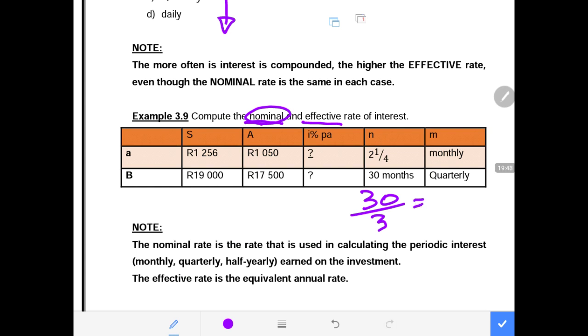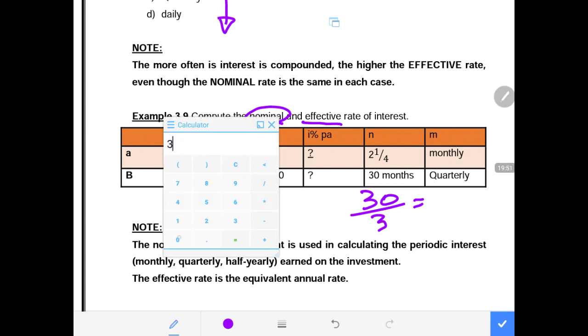So if we do so, it will be 30 divided by 3, which gives us 10. That means in this case there will be 10 quarters in 30 months. Or else you could have said 30 divided by 12. Remember I said we could have been given 2.5, meaning 2 years and 6 months, because 2 years is 24 months, and 24 plus 6 is equal to 30. That is why it's 2.5.